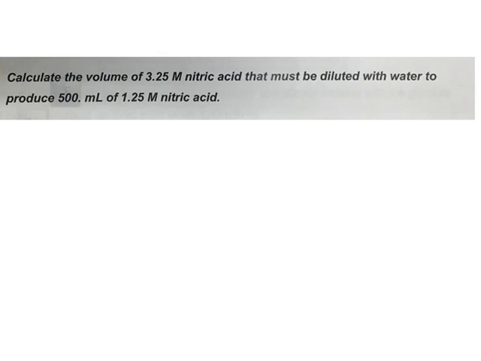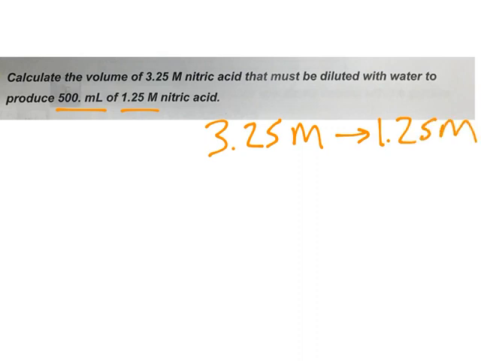For example, calculate the volume of 3.25 molar nitric acid that must be diluted with water to produce 500 milliliters of 1.25 molar nitric acid. I'm wanting to go from 3.25 molar down to 1.25 molar. Well, by adding water to this more concentrated solution, I will make it less concentrated. But I want to end up with 500 milliliters of this 1.25 molar solution. Maybe I need 500 milliliters for an experiment, and I don't want to make too much.